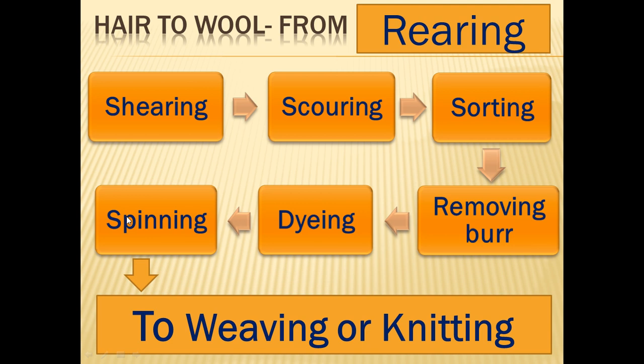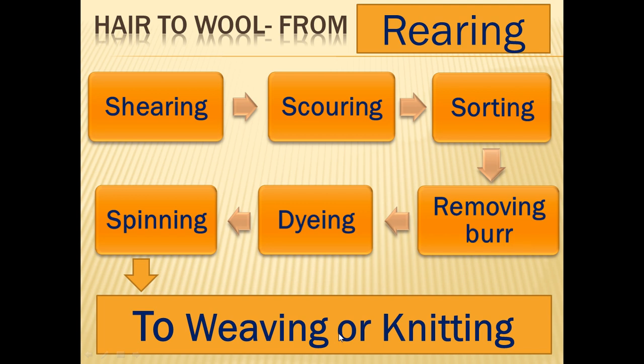Once again, let us see the flowchart. First rearing, then shearing, then scouring, that means sorting, then removing burr, then dyeing and spinning, and finally it is woven or knitted. Weaving or knitting can be done either by hand or in the mill loom. It can be a hand loom or it can be a power loom, right?